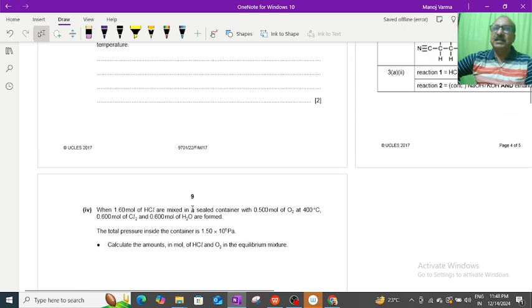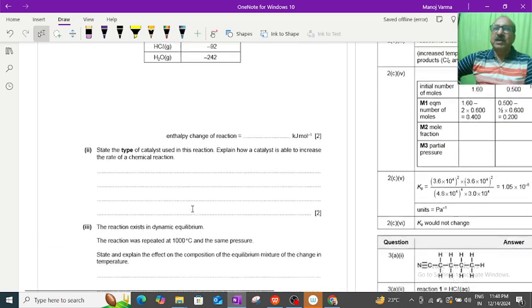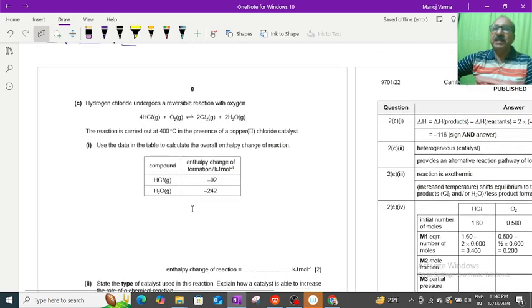So let's begin. The first part is the enthalpy, and you can see that they have given you an equation wherein there is 4HCl and O2 gas giving you 2Cl2 and 2H2O. This reaction is carried out at 400 degrees in the presence of a copper(II) catalyst. Use the data in the table to calculate the overall enthalpy change of the reaction.